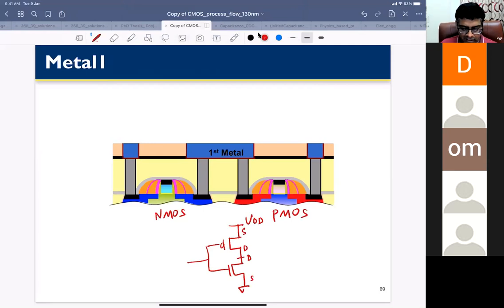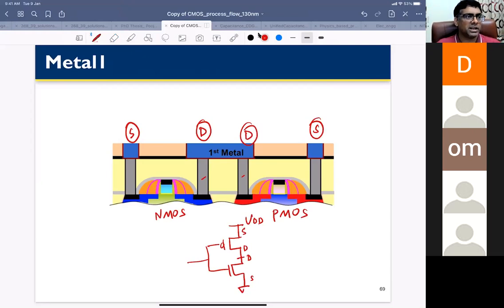You see here, this is the source of your NMOS transistor. This is the drain of your NMOS transistor. This is the drain again of the PMOS transistor, and this is the source. This is how it is connected. In integrated circuits, this is just a very simple circuit, but ICs are more complex. So you have a contact for every terminal of a transistor. Then the drains of both PMOS and NMOS are connected at metal one.